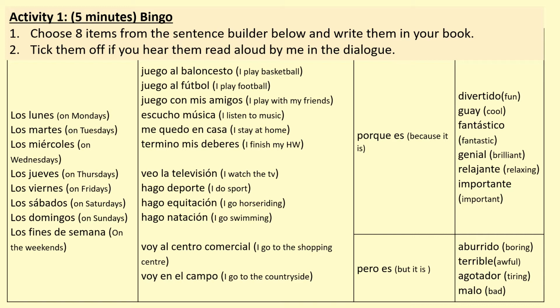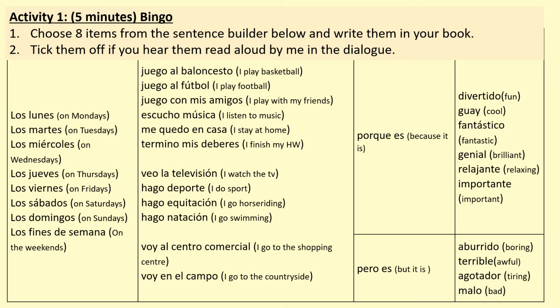Okay? After you've written down your 8 items, or 8 words, you will then need to tick them off as you hear them being read aloud. So I'm going to be reading aloud my own paragraph about my free time. So anything that you hear, for example, if you've written down los miércoles and you hear me say los miércoles, you would then tick that off. You win the game, of course, if by the end of my paragraph you have ticked off all of your 8 items. You can let your teacher know and they can give you an extra achievement point perhaps.